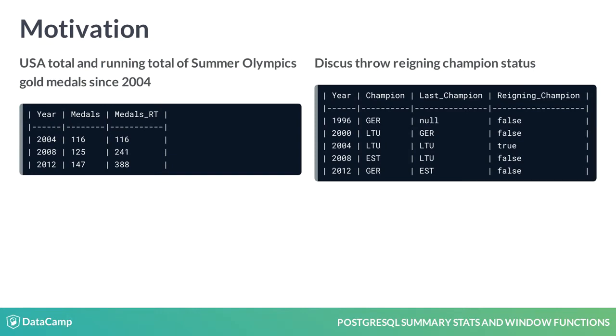Before diving into the course, let's explore why you'd want to learn window functions. The left table contains a running total of US gold medals since 2004, and the right contains the previous and current Discus Throw champions. To calculate running totals and fetch previous rows values without window functions, you'd have to write long, slow, and complex queries with multiple self-joins and subqueries. With window functions, you simply use one extra function and you can calculate running totals or fetch previous rows values.